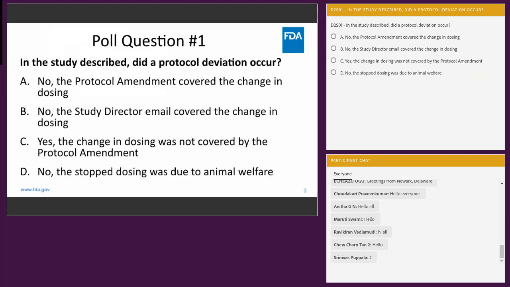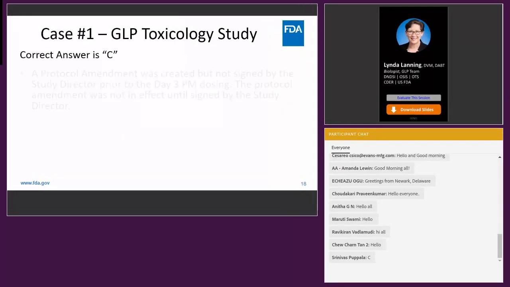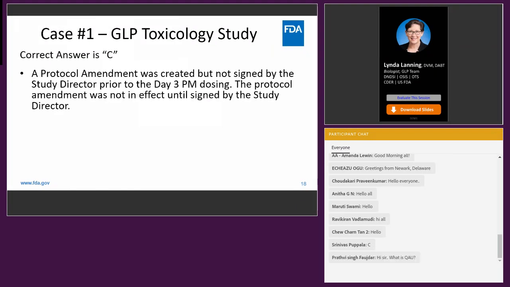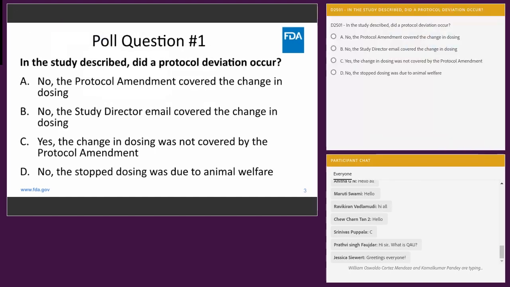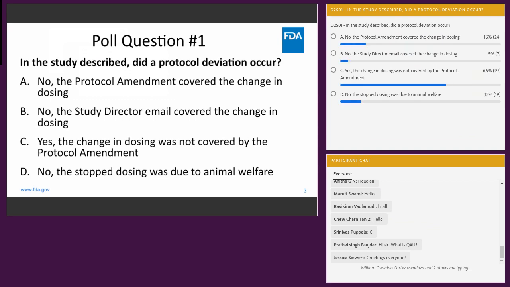So as we discussed, the correct answer is C. A protocol amendment was created but not signed by the study director prior to the day 3. Looks like we gave away the answer there before we saw the polling questions, but as I was watching the results come in, it looked like most people. Oh, there it is. Let's go ahead and broadcast the results.